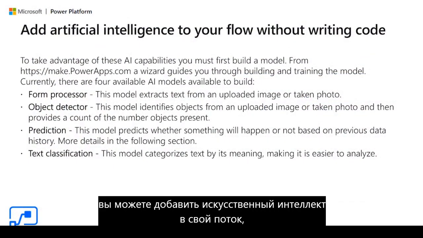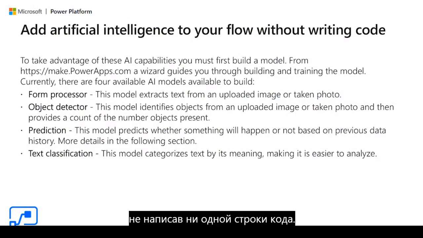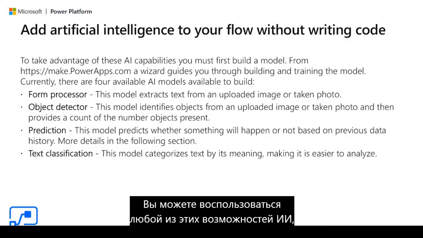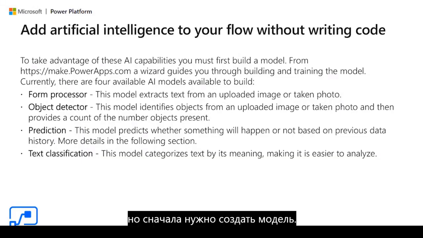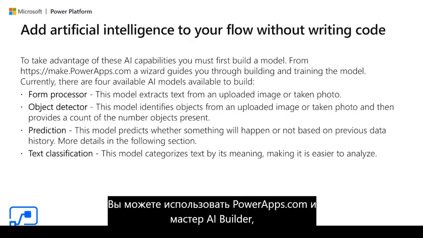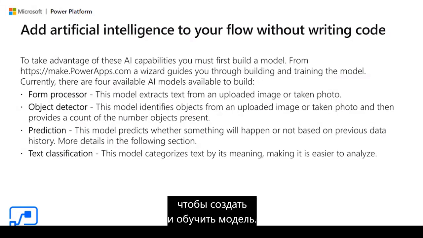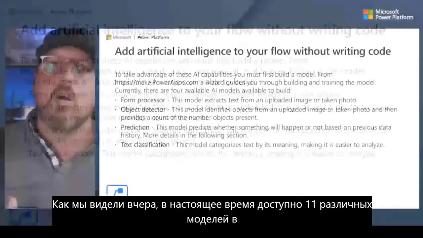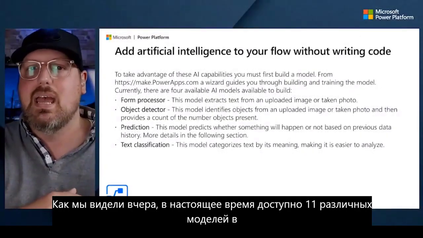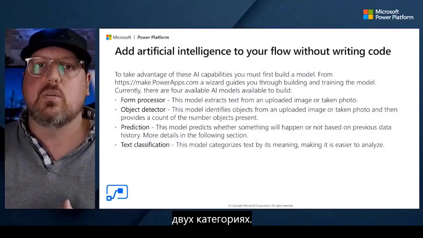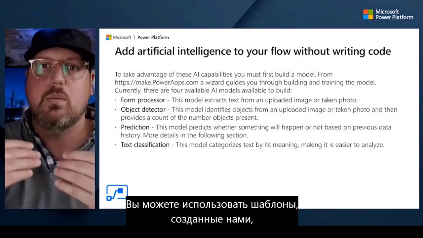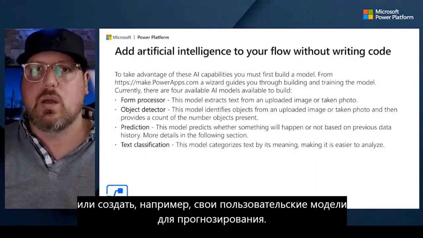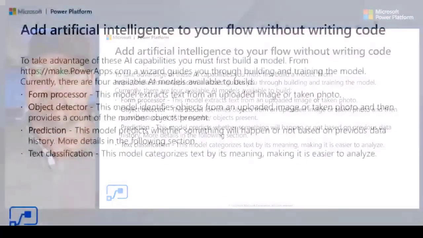And finally, you can add artificial intelligence to your flow without writing any line of code. You can take advantage of any of these AI capabilities, but you must start by building a model. You can use Powerapps.com and use a wizard of AI Builder to run you through building and training the model. There are currently 11 different models available to you, like we saw yesterday, and they are in 2 different categories. Either you can use templates that we built for you, or you can build your custom models around prediction, for example.